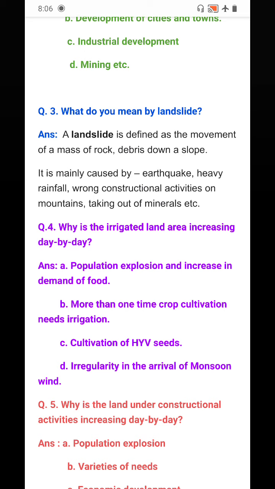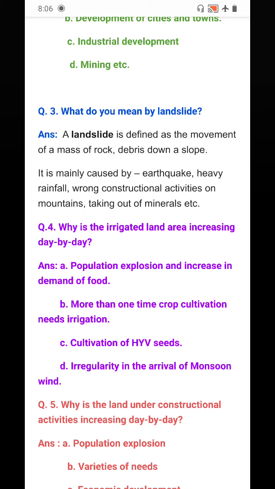Next is more than one time crop cultivation, which I have mentioned, because we have more demand, we have so many types of needs, we need variety in the menu. That's why we have to cultivate crops more than one time. There are mainly 3 seasons in which crops are cultivated: Kharif season, Rabi season and Zaid season. In the agriculture chapter we will discuss in detail. Next, cultivation of HYV seeds, high yield variety seeds. These seeds require more water because they provide more growth and more production. That's why this type of seeds requires irrigation facility.